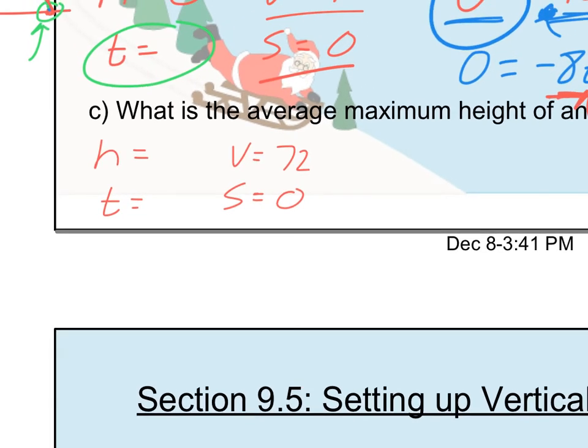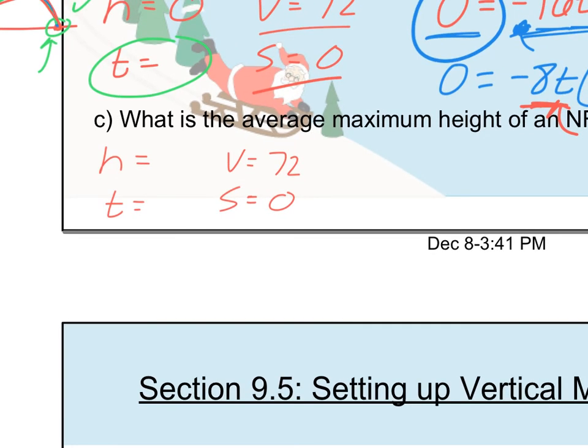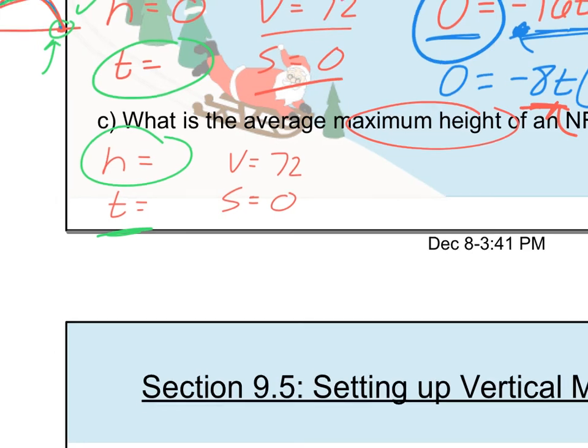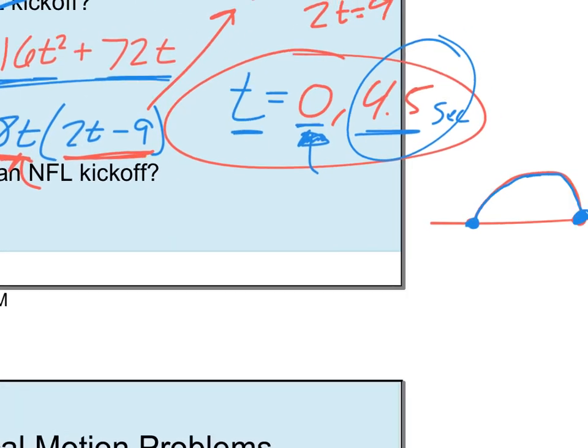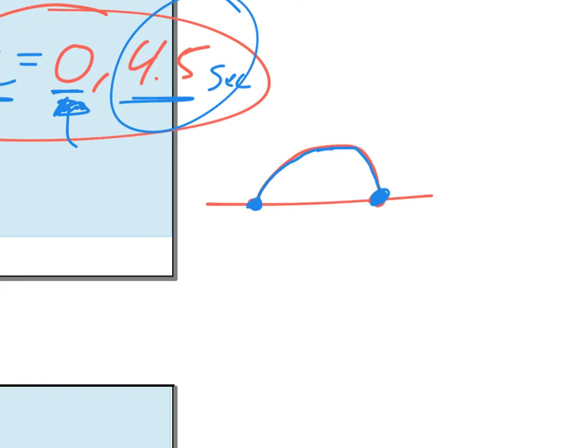But now this question says, what's the maximum height? So we are trying to figure out a height in this problem. So that gives me a hint that we should know t for the equation, be able to put a number in there. Well, I'll go back to my picture again, back to this one over here.